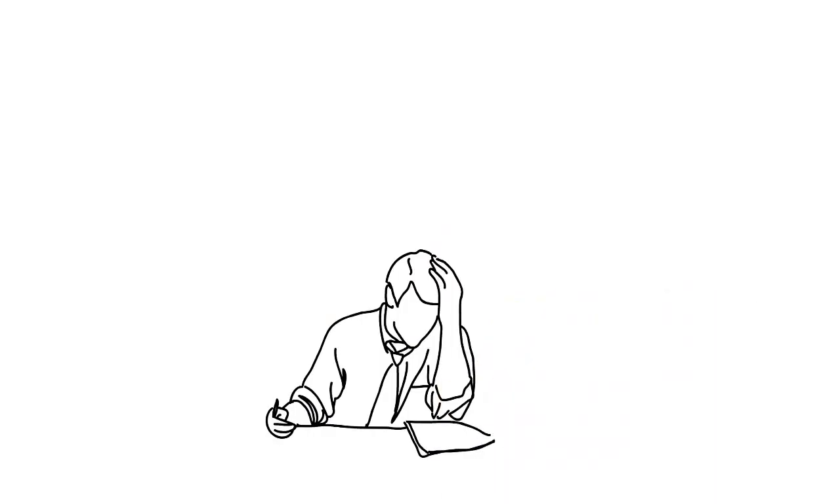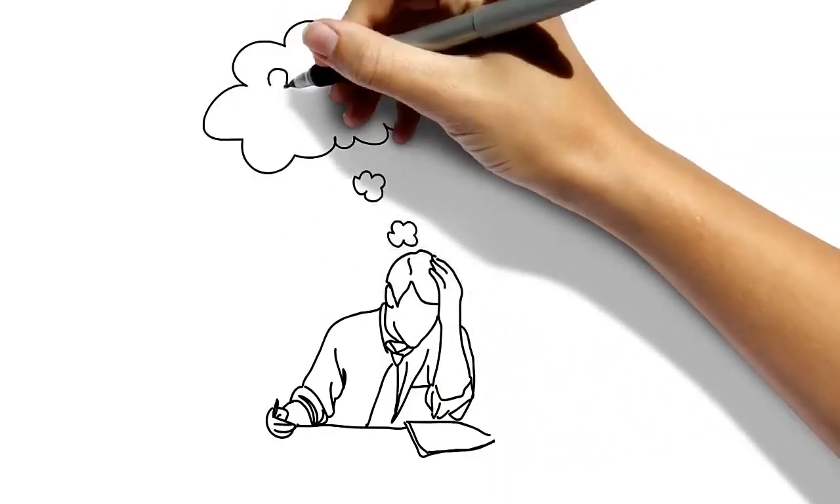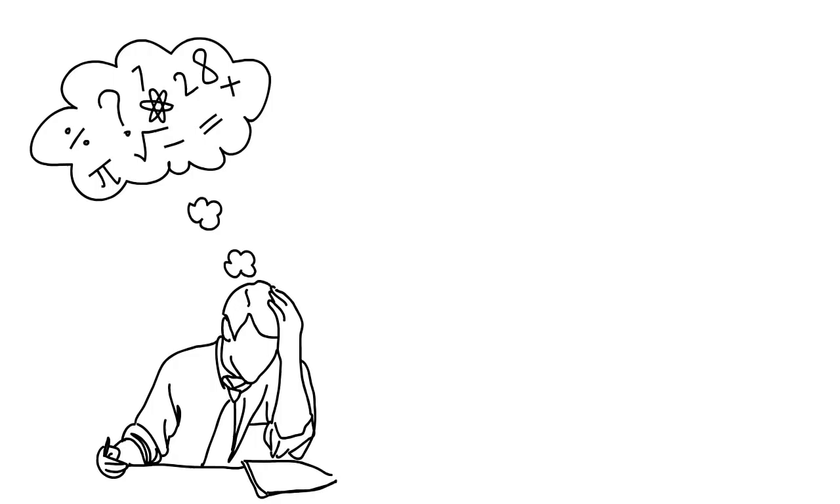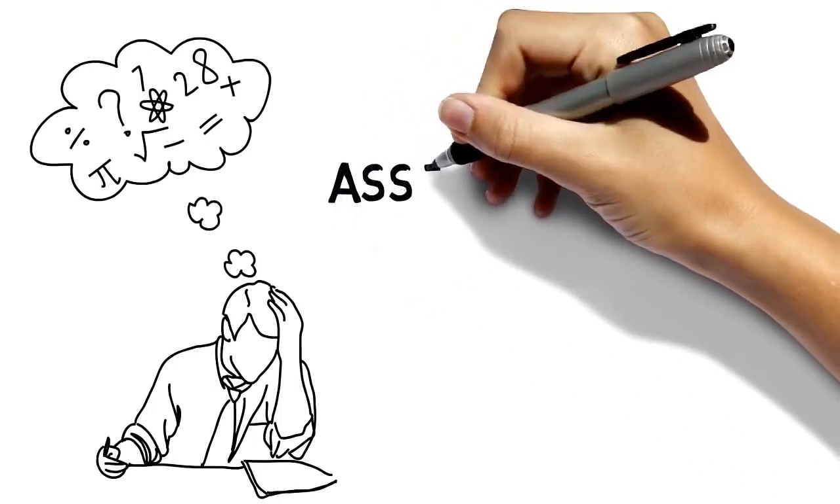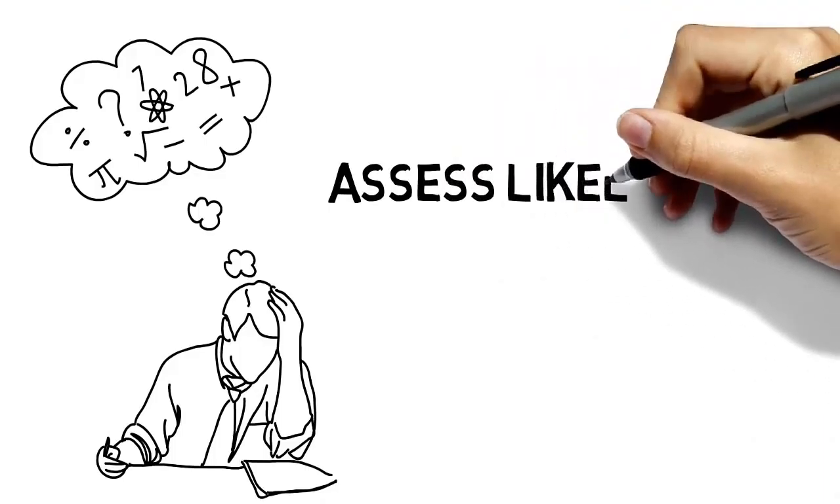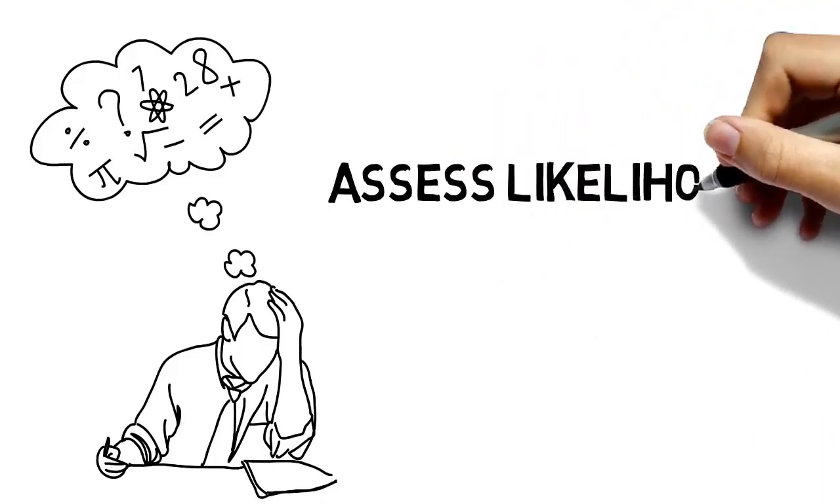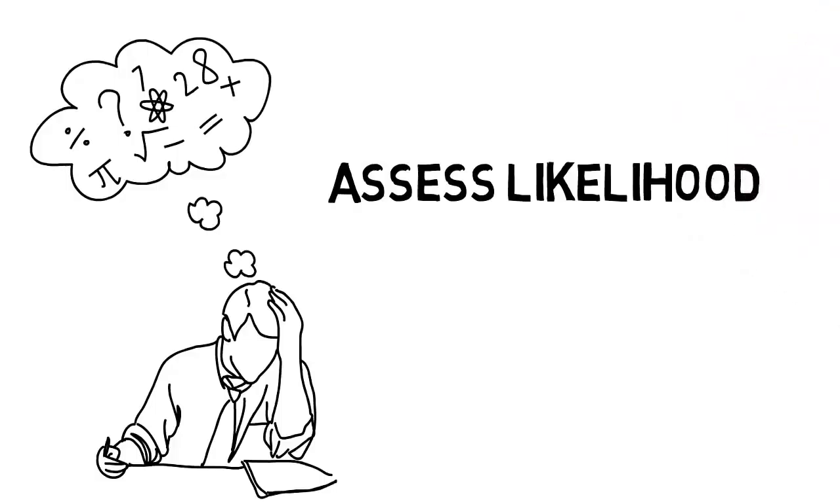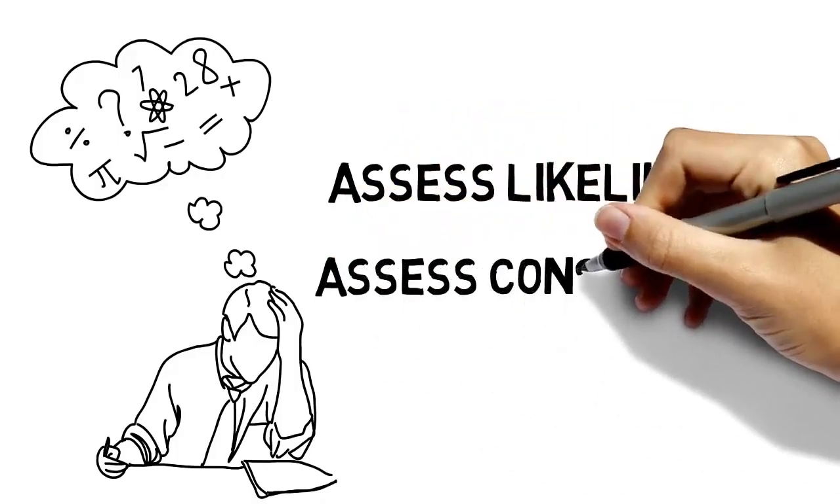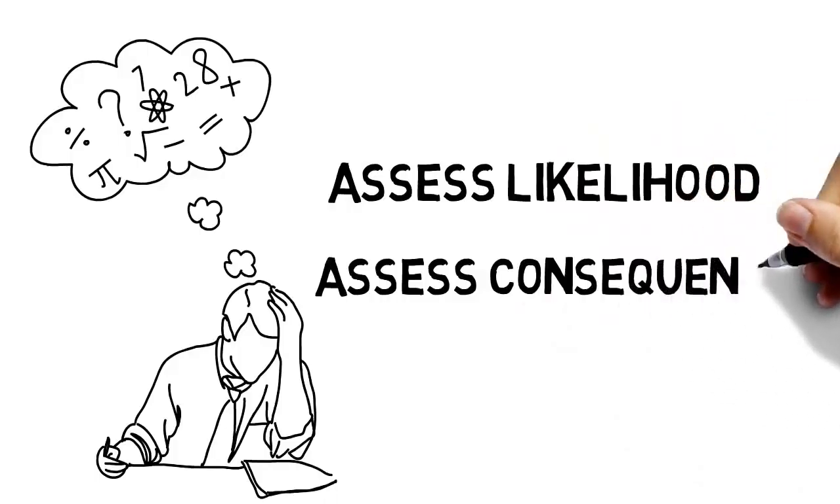Okay, so now we understand the difference between a hazard and a risk. How then do we assess the specific risk that a hazard poses? First, we assess how likely it is that someone will be exposed to the hazard. The likelihood will depend upon the probability and the frequency of exposure to a hazard. We also assess the likely outcome, the severity or range of the potential consequences resulting from the hazard.